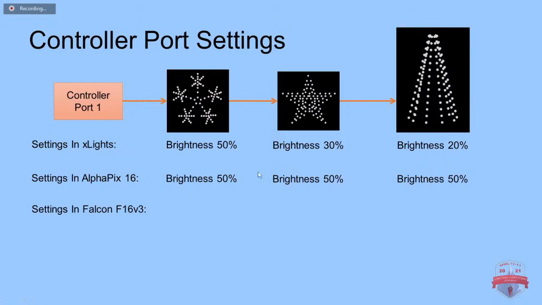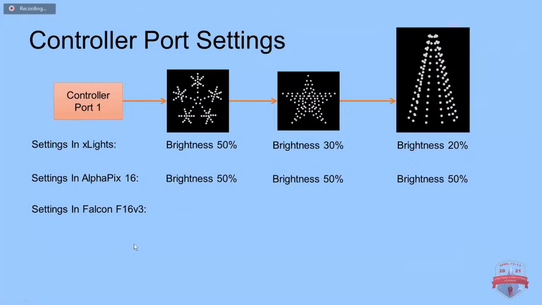That's kind of a limitation of some of these controllers like the AlphaPix, the SanDevices, the HinksPix. There's no way to do individual brightnesses per model or change settings normally. You have to basically have the same settings for every model on that port.